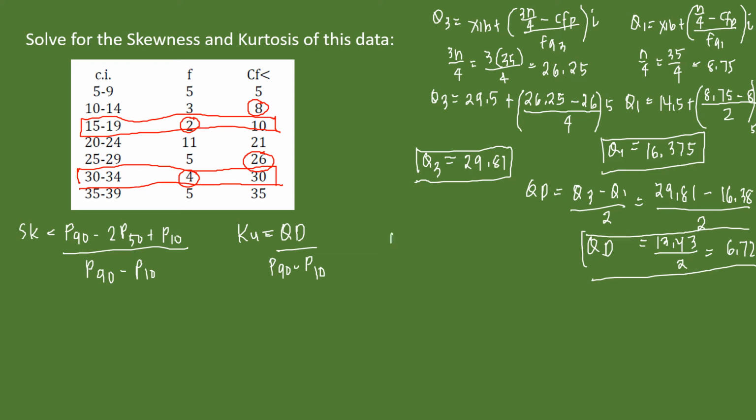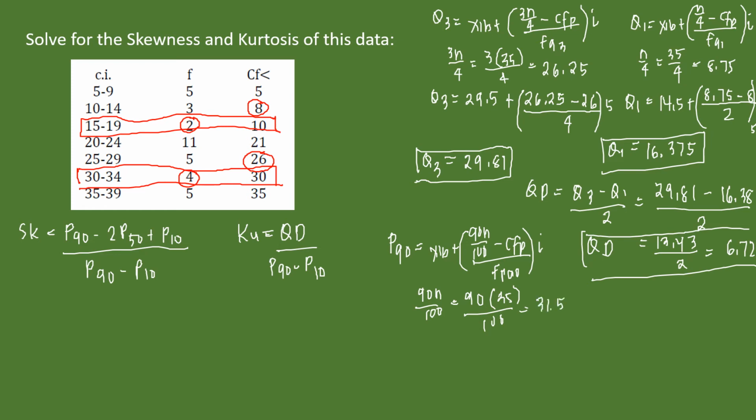Let us solve for P90 first. So P90 is lower boundary plus 90n over 100 minus CFP over f of P90 times I. So 90n over 100, that would give you 90 times 35 over 100. And the answer to that is 31.5. So we need to look for 31.5. So it's here, the last class interval.